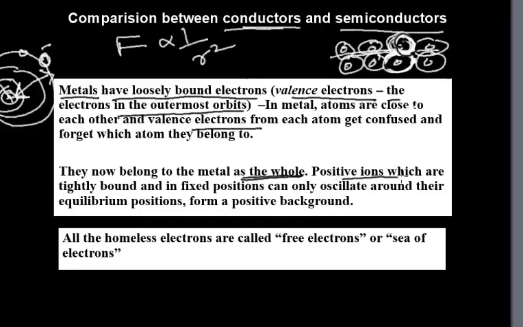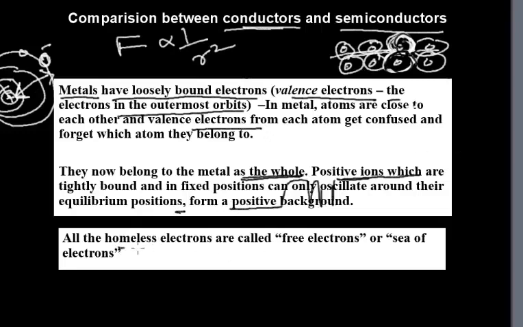Now, positive ions, which are tightly bound and in fixed positions, can only oscillate around their equilibrium position. When an electron leaves the atom, that atom acquires positive charge, so we'll consider that a positive ion. They can only oscillate around their equilibrium position in a positive background.